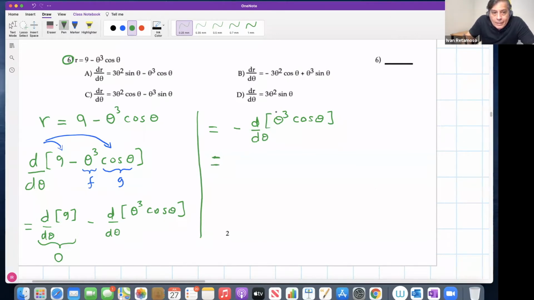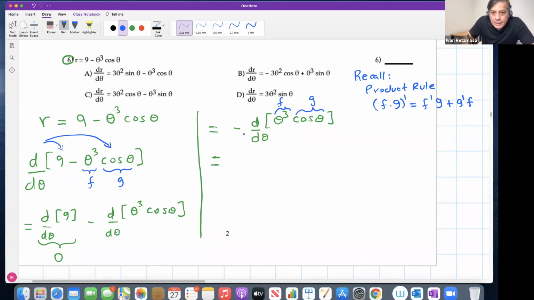All right, so now let's identify this theta cubed, this cubic function, with f, and this cosine of theta with g. And let's recall our product rule. The product rule says that the derivative of the multiplication of two functions is equal to the derivative of the first factor times the other factor, plus the derivative of the second factor g multiplied by the first factor as it is, f. This is the product rule.